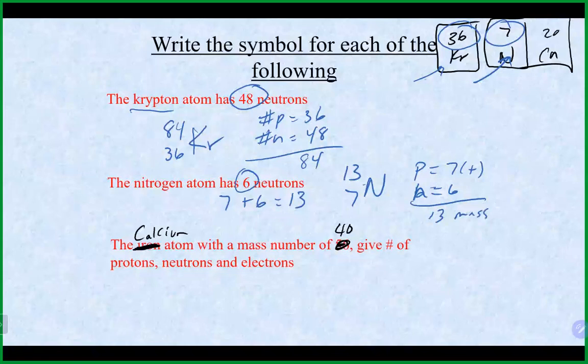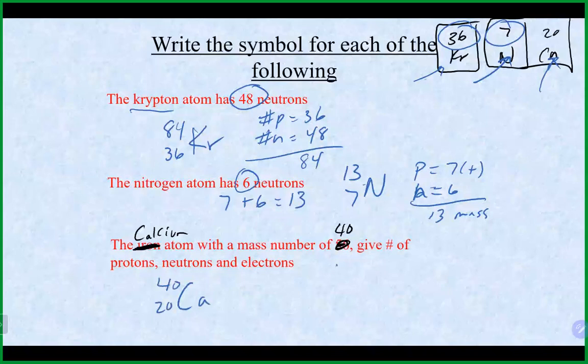Lastly, here we switched it up to calcium. On the periodic table, we would find calcium there, and it does have a 20 above it, which would be its atomic number. So its symbol there would be calcium with a 20 on the bottom. In this case, it has a mass number of 40, which means we can just write the 40 there.